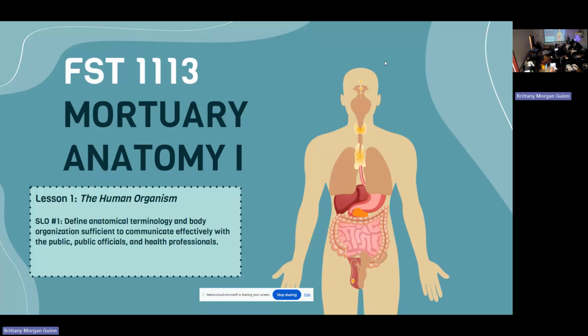So anatomy is one of the major areas of scientific study required of mortuary science students. It's basically your foundation for restorative art, micropath, embalming, and chemistry.